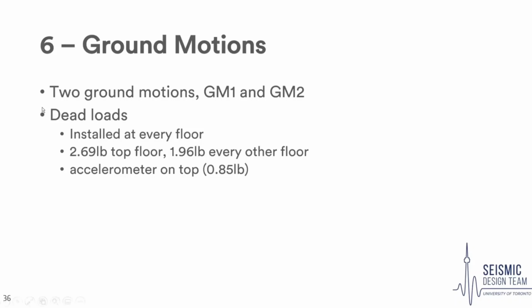So sorry, this is a mistake. They're not installed at every floor. They're installed at every floor specified. So 5, 7, 9, so on. The top floor, if your tower is only 15 floors, then the top floor is the 15th floor, but usually it's the 19th floor. It has slightly more weight, 2.69 pounds, and it's 1.96 pounds on every other floor that has a weight. And then you have your accelerometer on top, which is about 0.85 pounds.